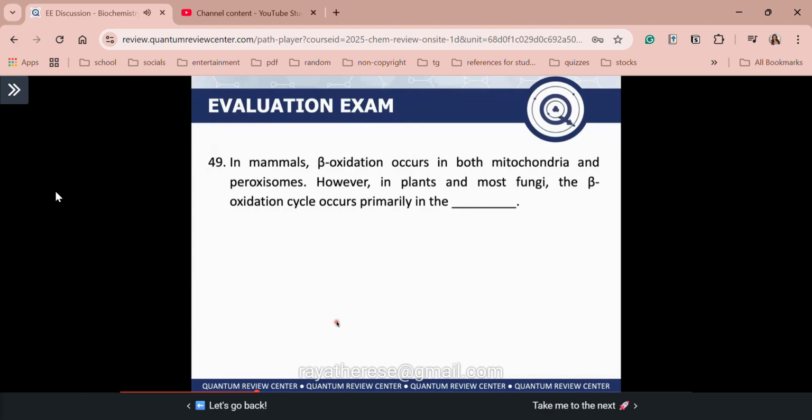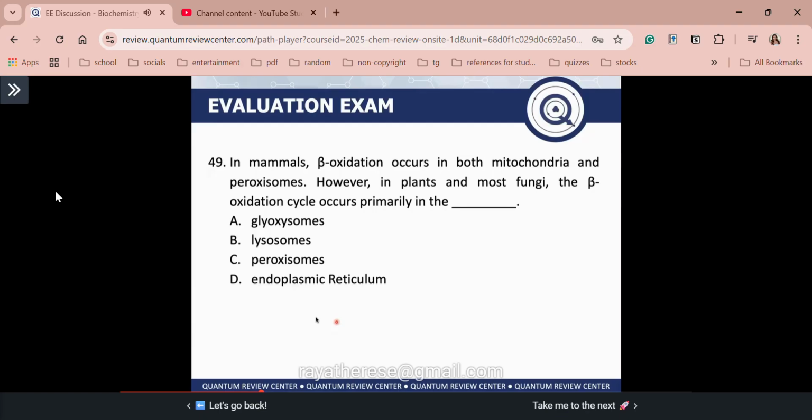49. Sir, it seems we did not discuss that. I just guessed. It's okay, class. So let's check your knowledge. Again, very trivia-based. Biochem. In mammals, beta oxidation occurs in both mitochondria and peroxisomes. However, in plants and most fungi, the beta oxidation cycle occurs primarily in a certain organelle we call blank. A, glyoxysomes, B, lysosomes, C, peroxisomes, or D, endoplasmic reticulum. Class, what is your answer here?